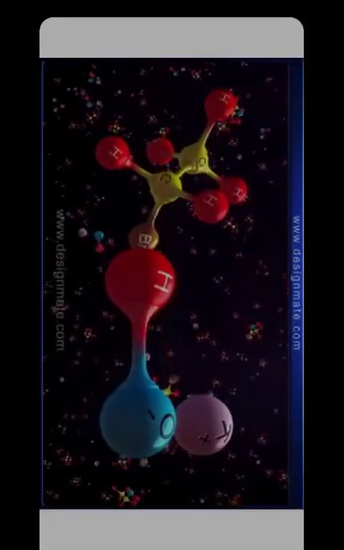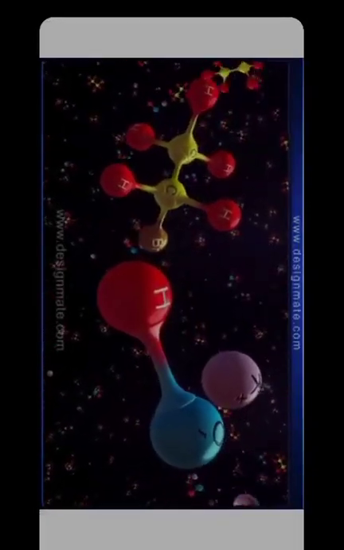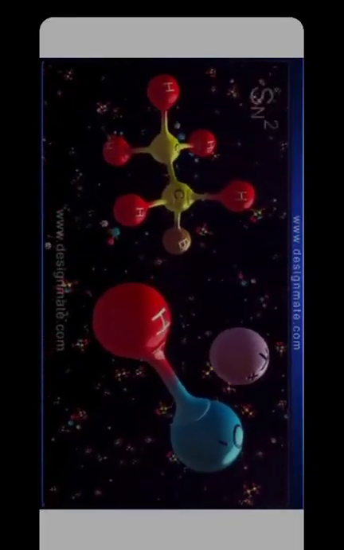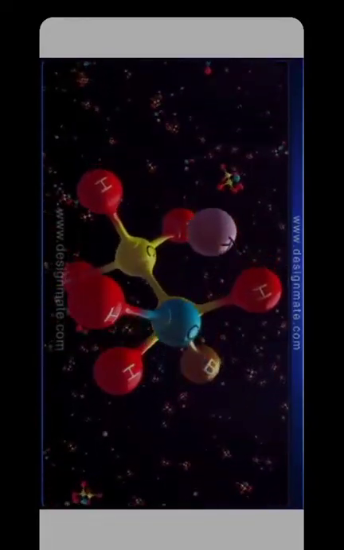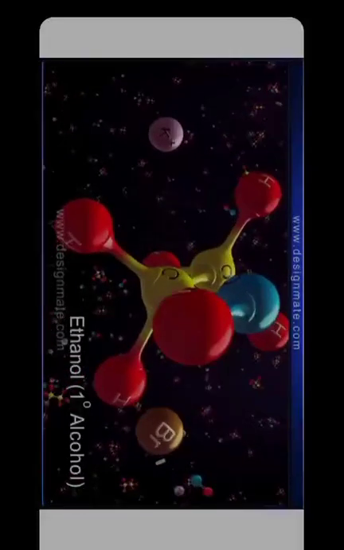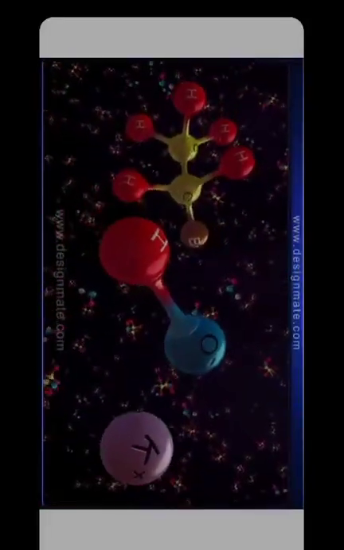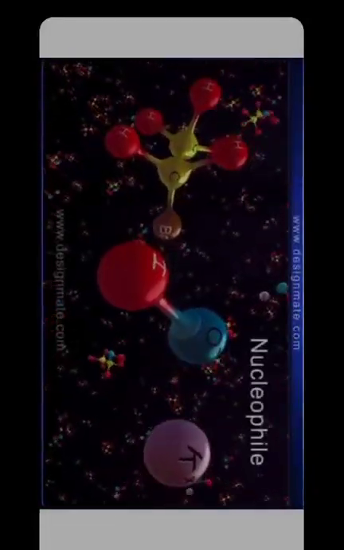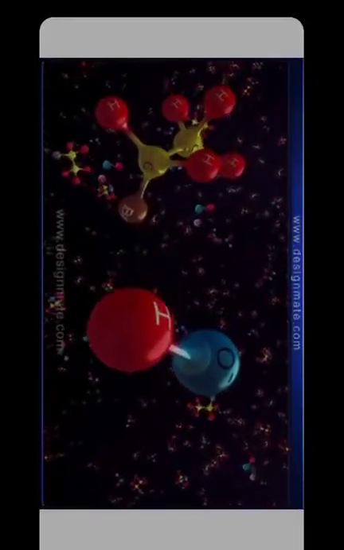Let us consider the alkaline hydrolysis of bromoethane, which follows the SN2 mechanism. In this reaction, bromoethane reacts with an alkali such as potassium hydroxide and gets converted into a primary alcohol called ethanol along with bromide ions. Here, the hydroxide ion of the alkali, which acts as a nucleophile, approaches the carbon atom which is attached to bromine in bromoethane.